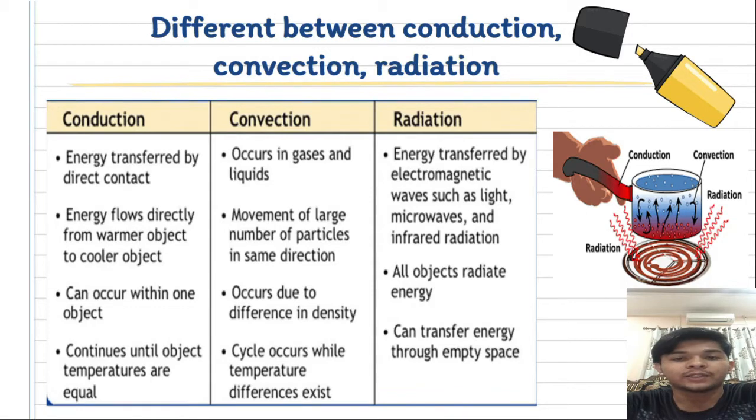Next, convection occurs in gases and liquids. The movement of a large number of particles is in the same direction, and it occurs due to different densities. Lastly, the cycle occurs while a temperature difference exists.